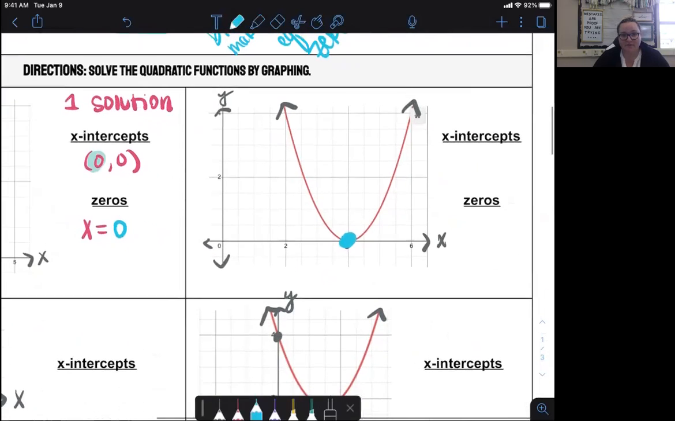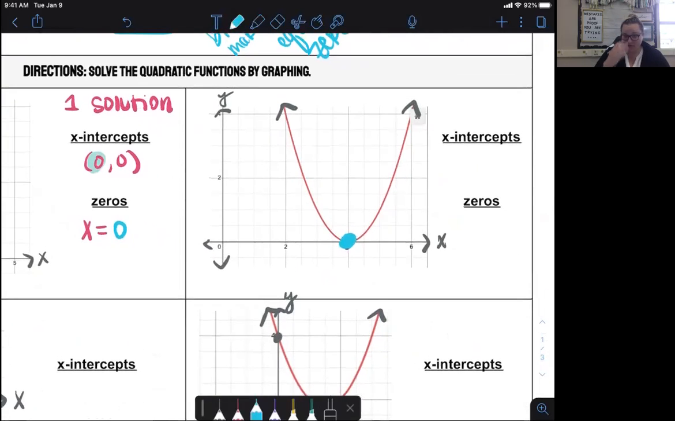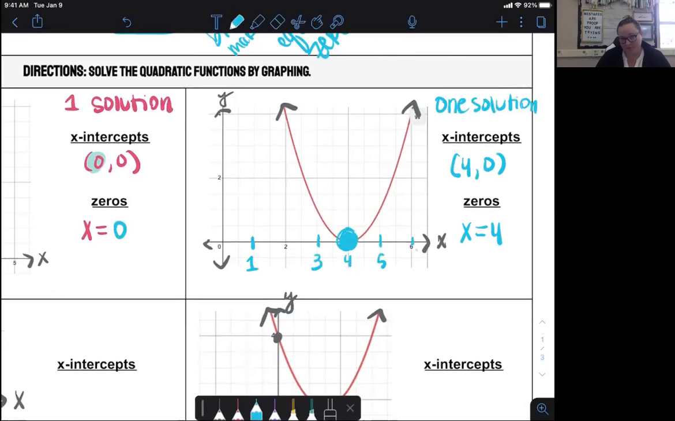Looking at the next graph. Well, again, this function only hits the x-axis one time, right there. And it looks like it hits it at, that would be 1, 2, 3. So this is 4, 5, and 6. So it looks like it hits the x-axis. We have one solution, once again, at the point 4, 0. So then my zeros would be x equals 4.